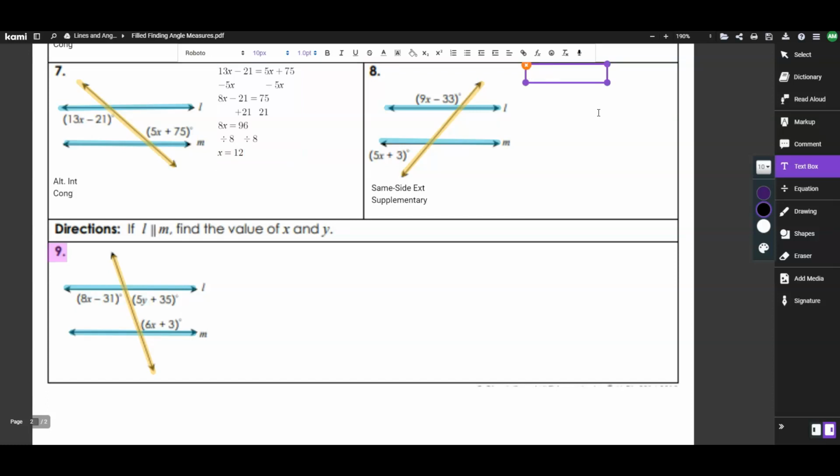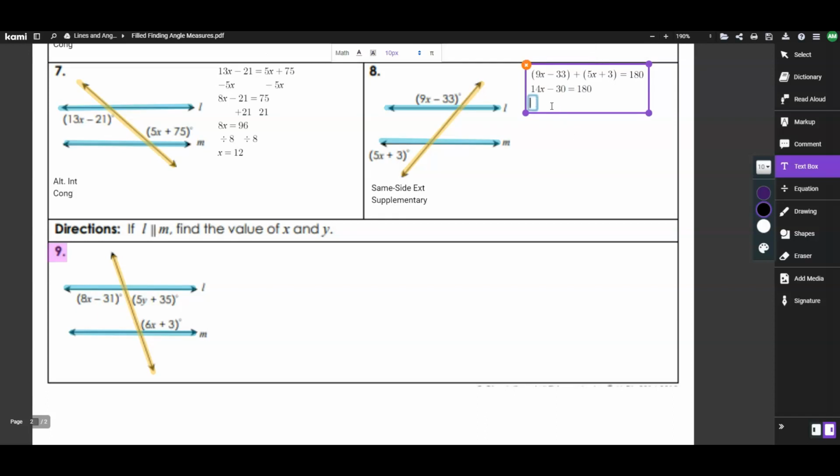Number 8, same side exterior. That means they are supplementary. So we get to do something a little bit different. We have 9x minus 33, and we're going to add to that 5x plus 3. And that's going to be equal to 180. Step 1 here is going to be to combine like terms. So 9x plus 5x is 14x. And negative 33 and positive 3 is going to be minus 30. And that's going to be equal to 180.